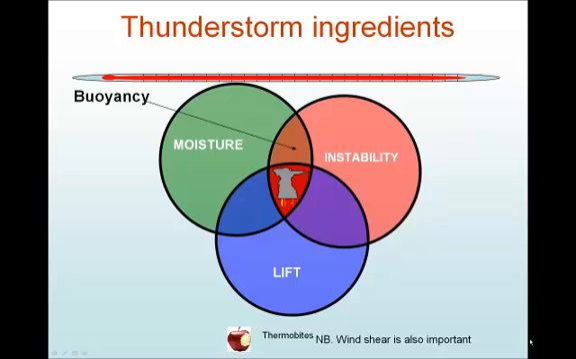In this video, we examine the role that buoyancy plays in thunderstorm forecasting. A thunderstorm requires three ingredients to come together. The first is moisture to form the cloud. The second is instability, because we're looking at forming convective cloud. And the third is a lifting mechanism to enable parcels to reach their level of free convection. And wind shear is also important, but we'll develop that in another context.